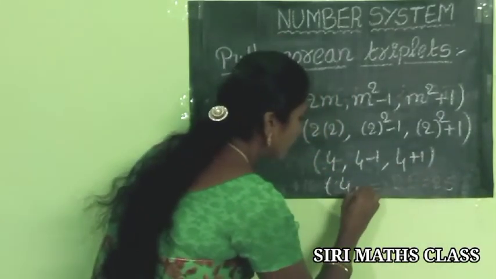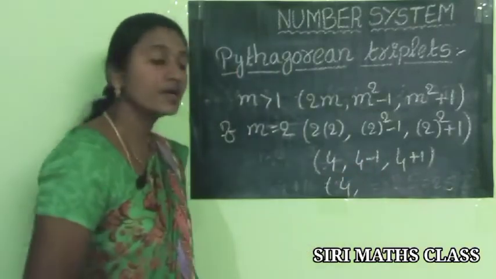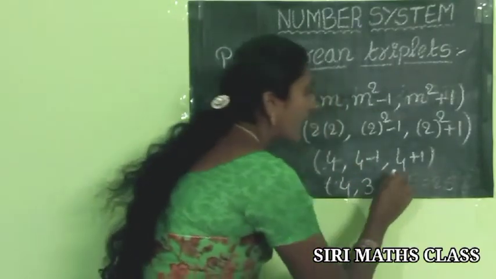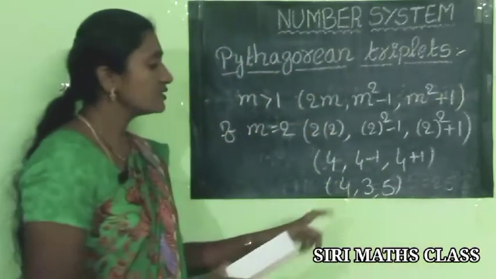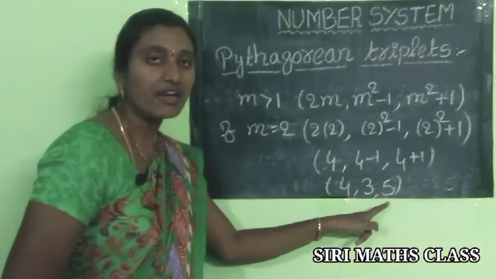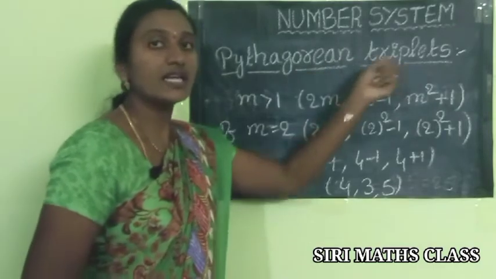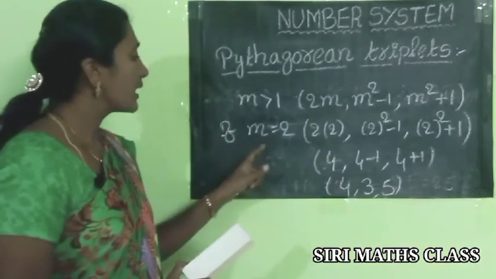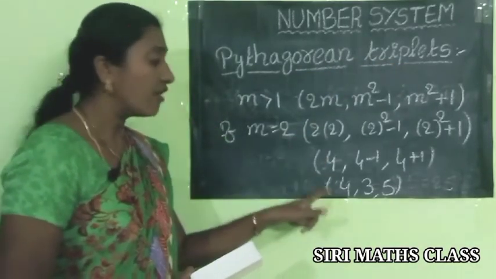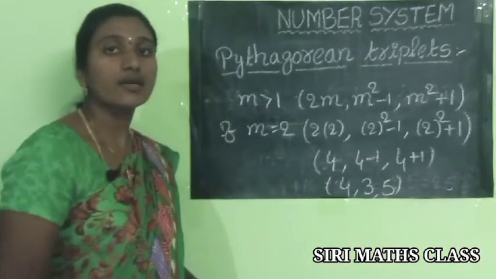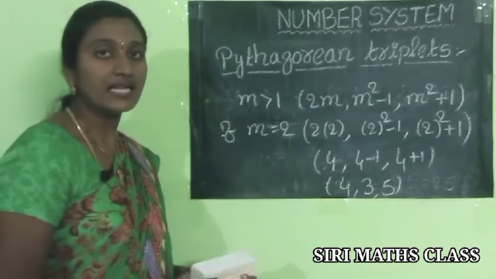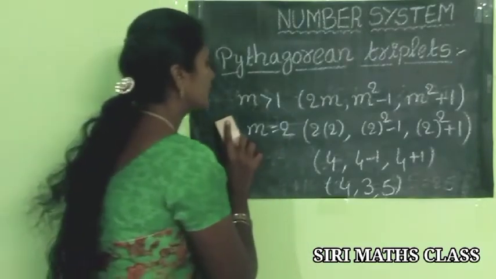See here, 4 comma 4 minus 1 is 3, and 4 plus 1 value is 5. So 4 comma 3 comma 5 is called a Pythagorean triplet. Here we take the M value 2 and the answer we get is 4, 3, 5, a Pythagorean triplet. Next, if we take M value 3, what answer do we get? We will check.